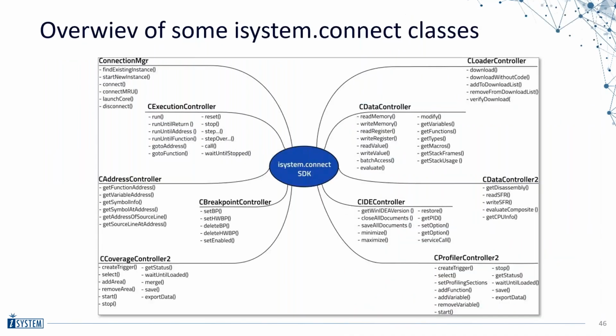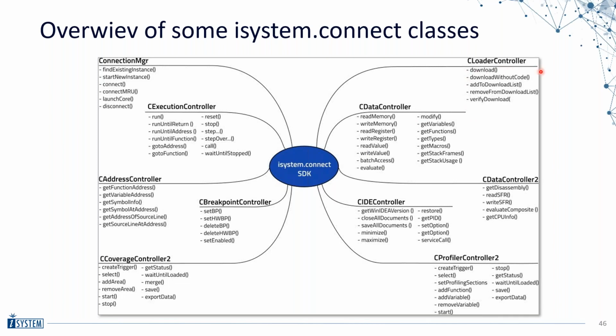I'm very close to the end of my presentation. This slide is an overview of the isystem.connect main classes. First we need the connection manager to connect. Then we have the execution controller and the address controller, which is about the debug symbols. Then the breakpoint controller, for setting and clearing breakpoints, and the data controller, for accessing and modifying memory variables.